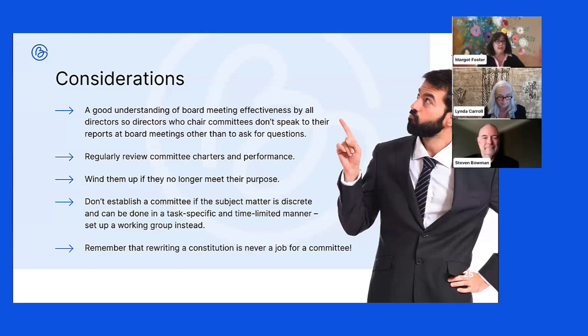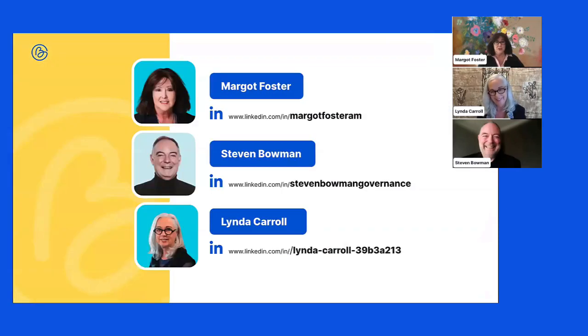A good understanding of board meeting effectiveness. So all directors who chair committees don't speak to their reports at board meetings, as we've said. We don't want people reading their reports. Regularly review the charters and performance, wind them up if they're no longer fit for purpose. And this comes to, don't necessarily establish a committee if the work can be done by a working group that is time and task limited. And remember that rewriting a constitution is never a job for a committee. So I've tried that and it does not work.